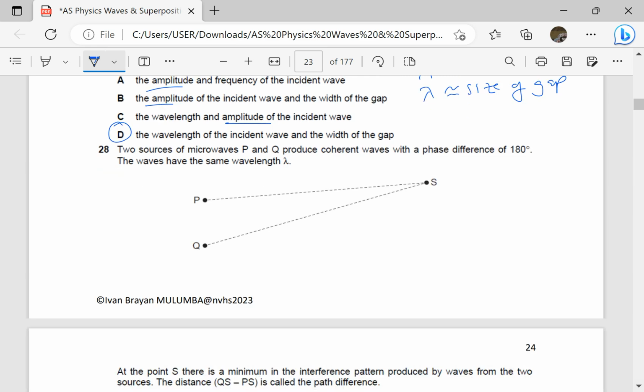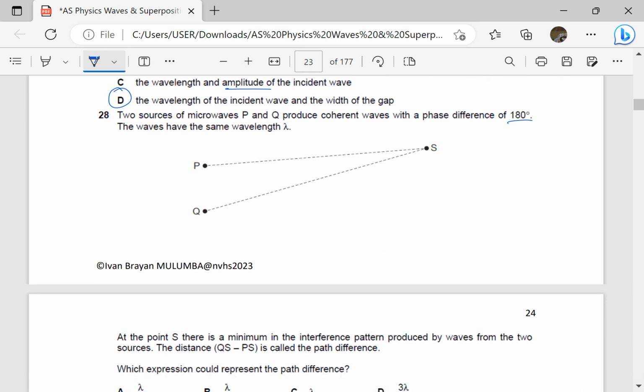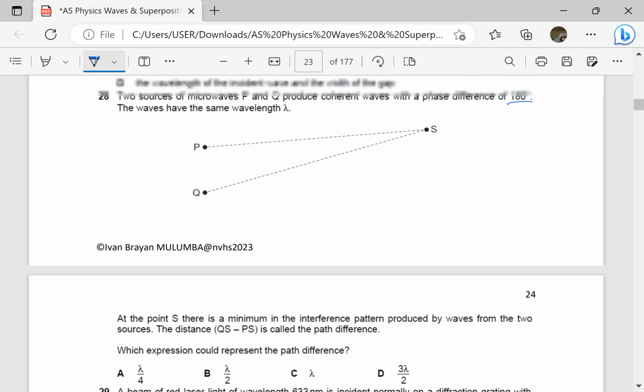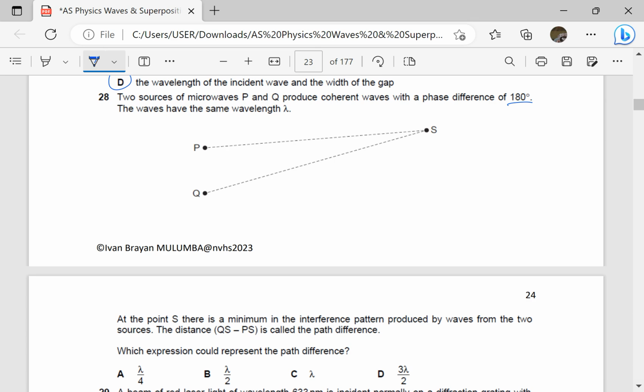Two sources of microwaves P and Q produce coherent waves with a phase difference of 180 degrees. The waves have the same wavelength, lambda. At point S, there is a minimum in the interference pattern produced by waves from the two sources. The distance QS minus PS is called the path difference. Which expression could represent the path difference?